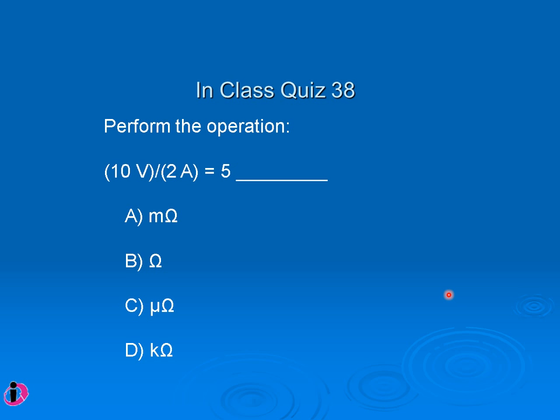Let's look at another example here. I think this is simple, right? Because there is no prefix, that's only omega. So the right answer is B. Meaning 5 omega, 5 ohm. This symbol is called omega in Greek, because this is a Greek alphabet. But electrical engineering people also use it for the unit of resistance called ohm.